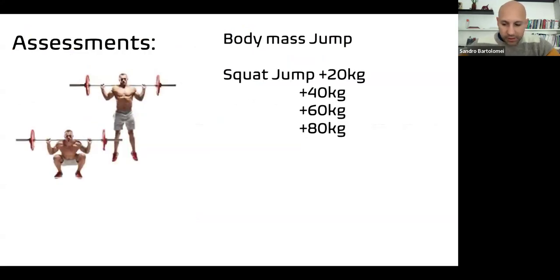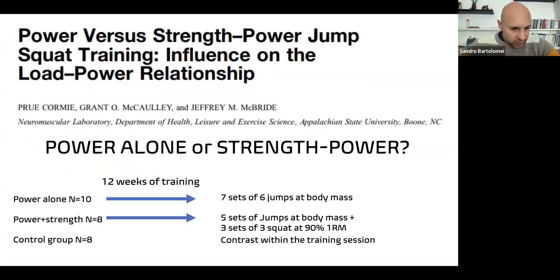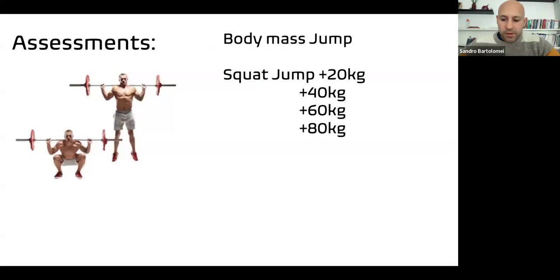Okay, another group was a control, and they performed only strength. Okay, so the assessments that were performed at the beginning of the training period and at the end of the program include body mass jump, and squat jump at 20 kilos, 40 kilos, 60 kilos, and 80 kilos more than the body mass. Okay.